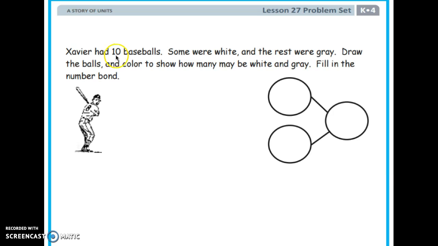Xavier had 10 baseballs. Some were white and the rest were gray. Draw the baseballs and color to show how many may be white and gray. Fill in the number bond. Boys and girls, don't forget to draw a math picture showing how you colored the baseballs white and gray. You choose how many are white and how many are gray, but you need to draw that picture in this empty space here.